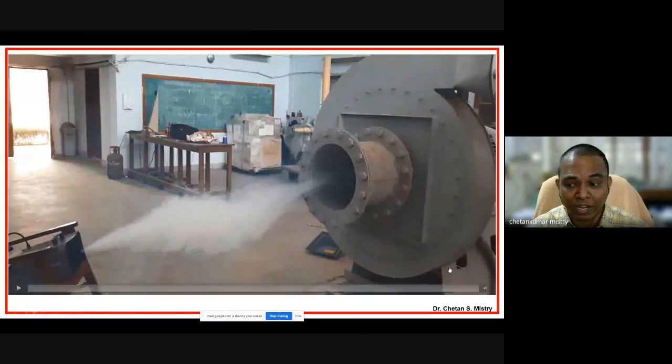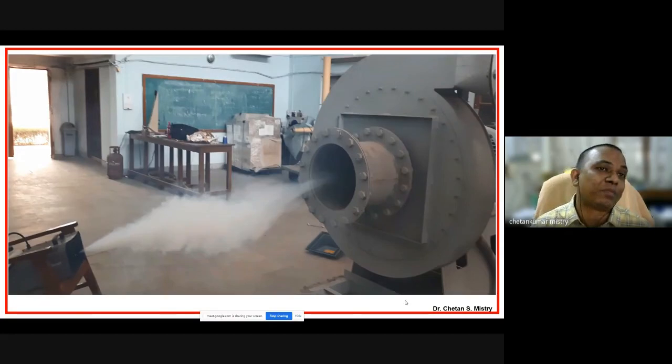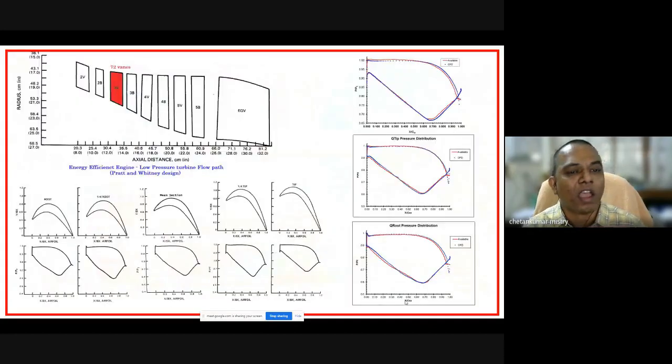Okay, so you can say this is one of the uses of your tool in terms of development of experimental facility. That's not possible with your thumb rules. Now, at this moment, this facility we will be using for testing of the turbine vanes.